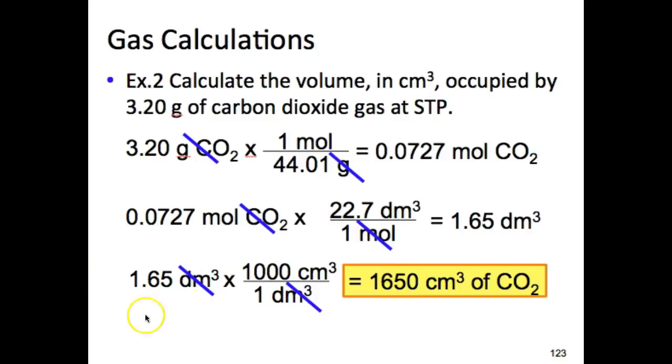Once we get our decimeter cubed value, we're going to use our conversion factor to convert into centimeter cubed, because the question asked for the volume in centimeter cubed. And if you forgot this ratio of 1 decimeter cubed per 1,000 centimeter cubed, this is in your data booklet.